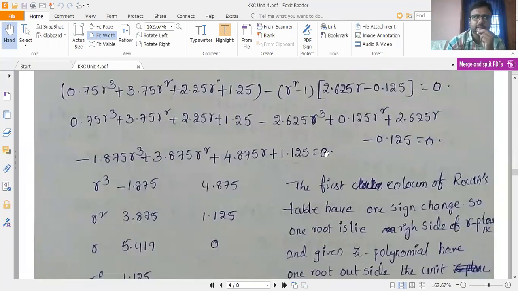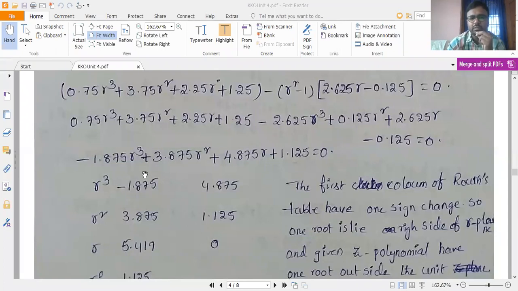Without framing the RH criteria table, we can say this system is an unstable system. Why? Because there occurs a sign change. All the coefficient values of this characteristic equation do not have the same sign. The starting value of r cube has a negative value.